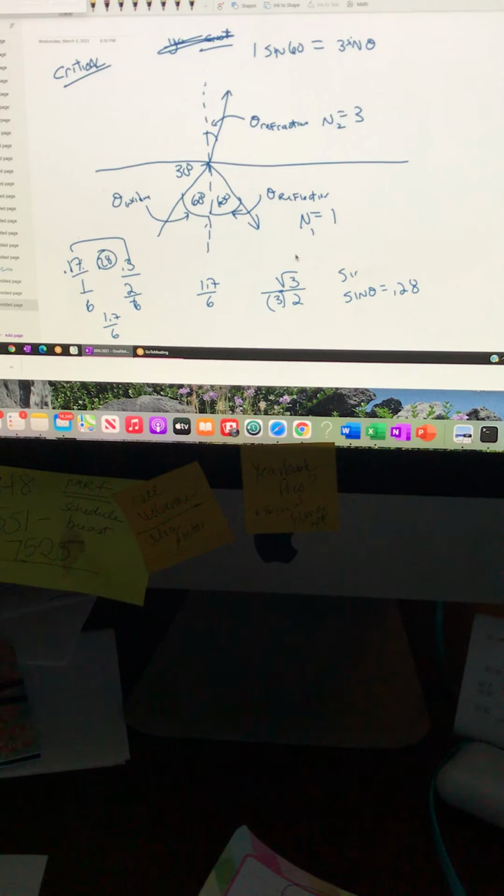Well, what do you know? I know sine of 30 is 0.5. Are we surprised it's less than 45 degrees? No. We shouldn't be surprised at all. And then we know that the sine of 0 is, I believe, 0.